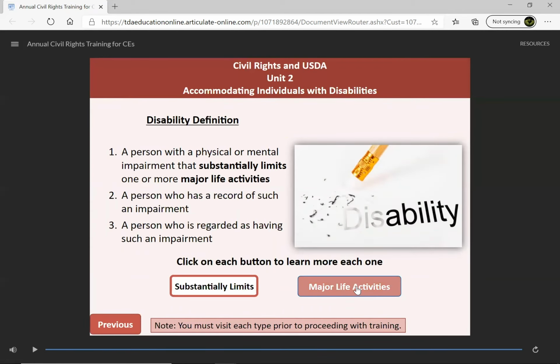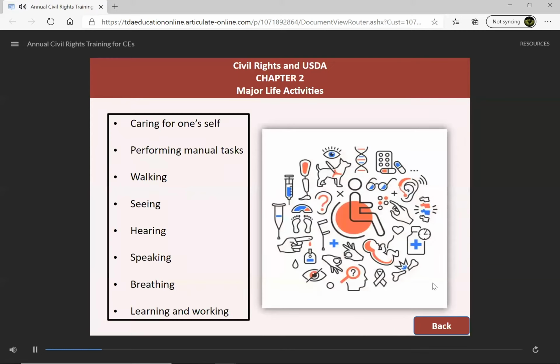Major life activities. Major life activities means functions such as caring for oneself, performing manual tasks, walking, seeing, hearing, speaking, breathing, learning and working.